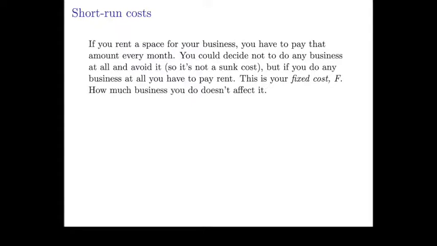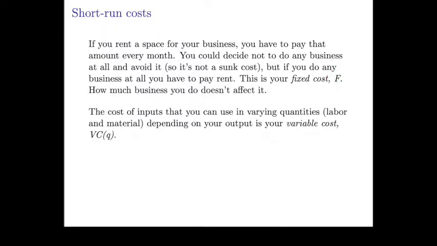As we saw in the last chapter, in the short run, some of the inputs are going to be fixed. So for example, if you rent a space for your business, you have to pay that rent for that space every month. Now you could decide not to do any business and avoid that rent altogether. So it's not a sunk cost, but if you do any business at all, you're going to pay that rent. So you face a fixed cost of F. Now, how much business you do doesn't affect that fixed cost.